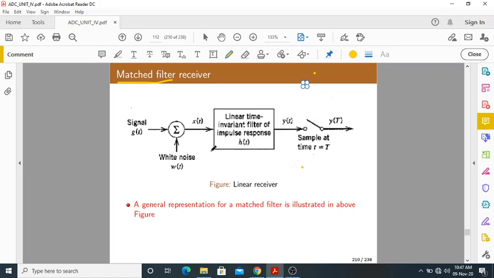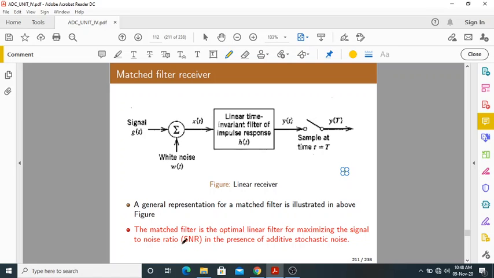Correct? Now it is given to a linear time invariant filter with impulse response h(t). This is an LTI system with impulse response h(t). To this filter, the input is x(t). The output is y(t). But y(t) is sampled at t equal to capital T. Now y(t) becomes y(T). After sampling, y(t), small t, will become y(T). What we do means we replace small t with capital T.